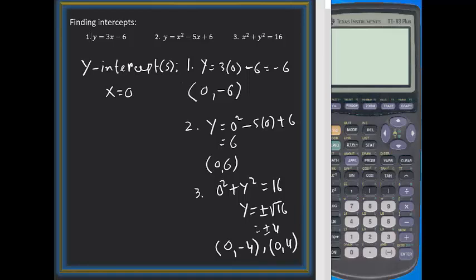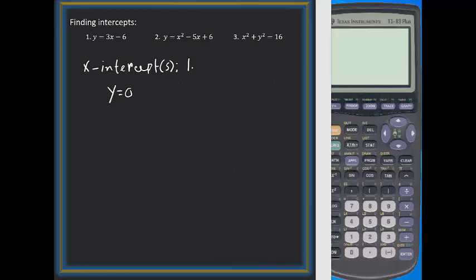Now we'll go for x-intercepts. For x-intercepts, we need to write y equals 0 in the equation. So you write 0 equals 3x minus 6 and solve for x. You see clearly that x is 2. So the x-intercept will be (2, 0) for the first one.